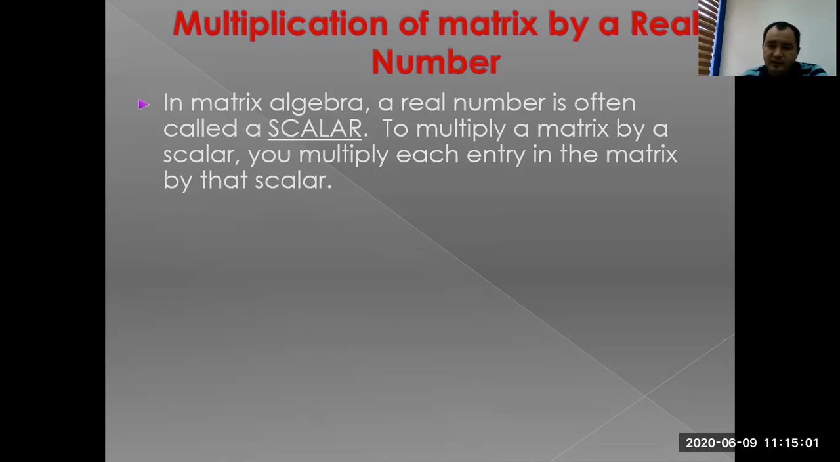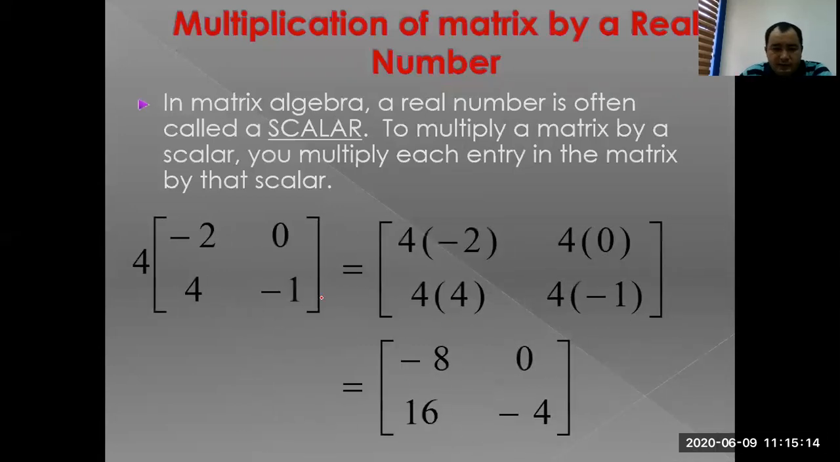Okay, but here again, don't confuse. We are not multiplying two matrices together. We are multiplying a real number, just a scalar, by a matrix. For example, here we have 4 times the matrix. So if I just denote this matrix by A, let's say this matrix is capital A, what we are doing here is multiplying a scalar by a matrix.